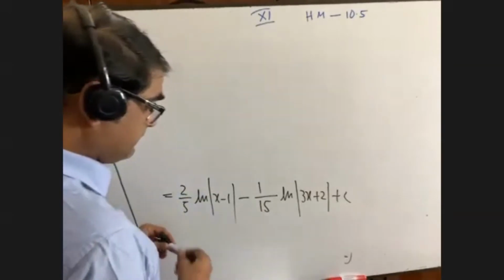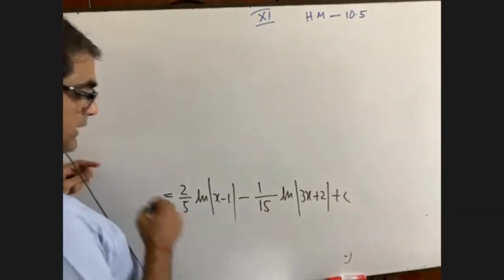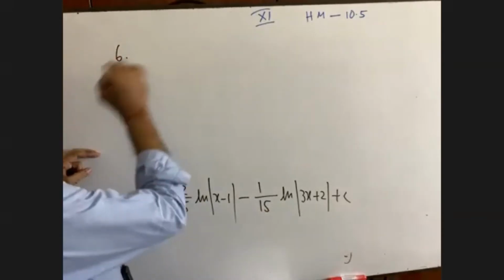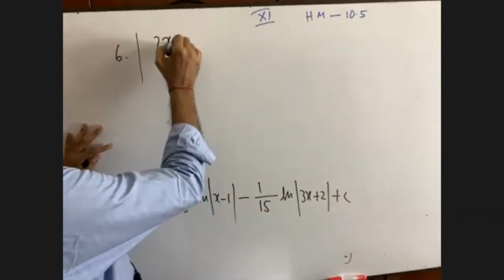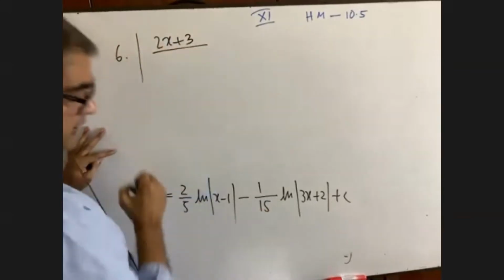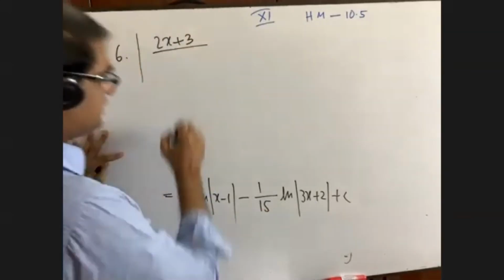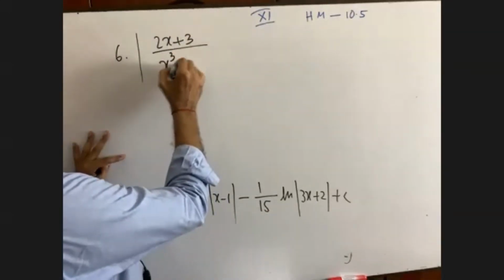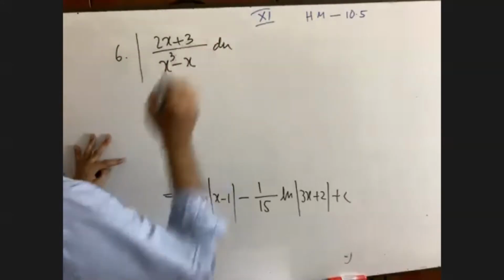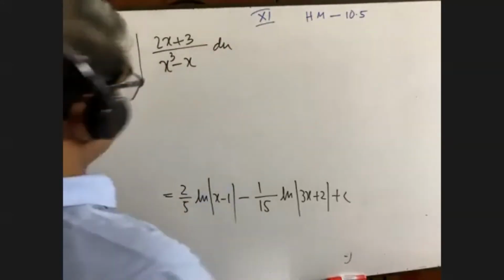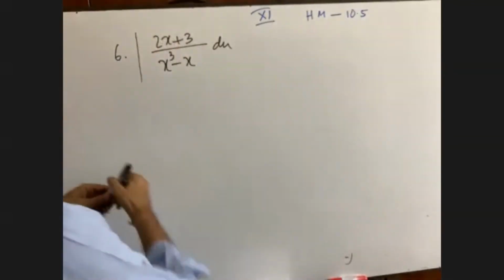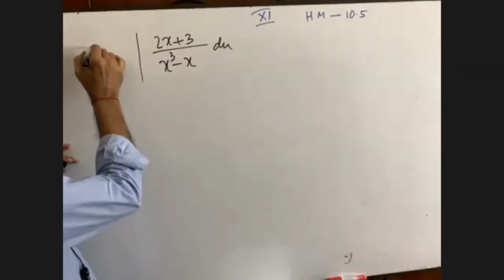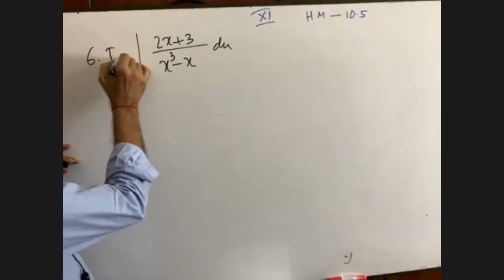Now we are going to do another problem. Suppose question number 6. It is given 2x plus 3 by x cube minus x dx. This is given. So what do we do? This is I. Question number 6. It is equal to I.